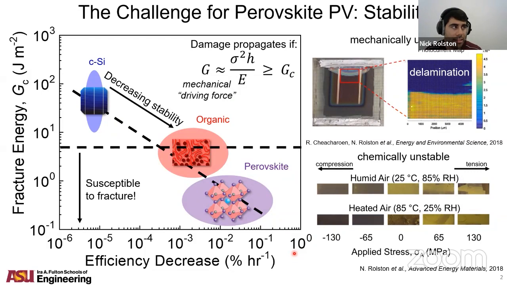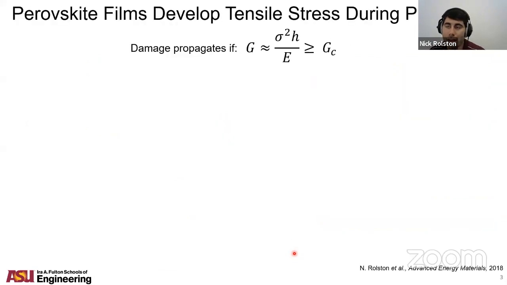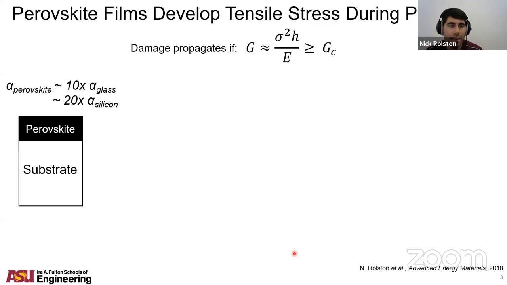Now, the other aspect that's particularly concerning is that these perovskites develop large tensile strains or stresses from processing. And again, here we're focusing on a 3D system, but of a thin film, but the analog is completely identical for 2D materials. So perovskites, both 3D and 2D, have very high thermal expansion coefficients relative to the stiff glass or silicon substrates upon which they're typically produced.